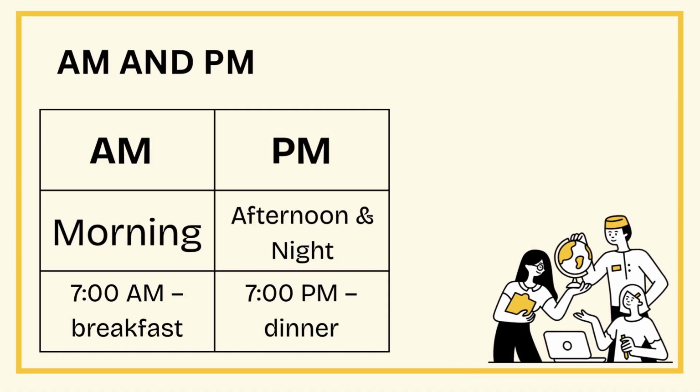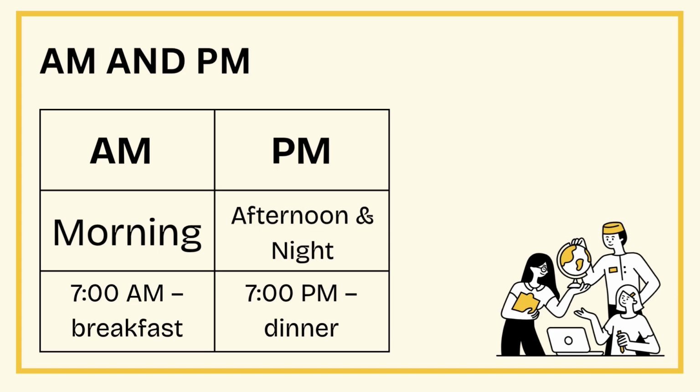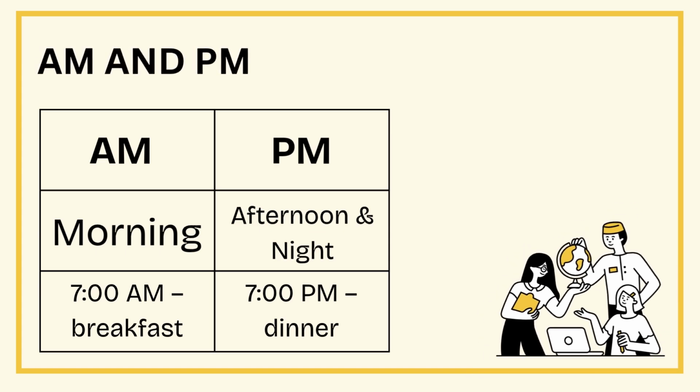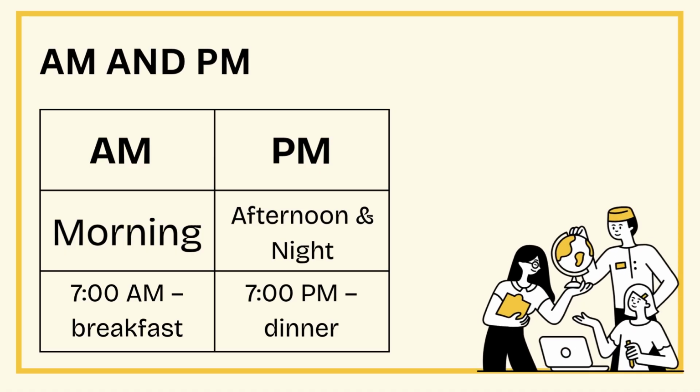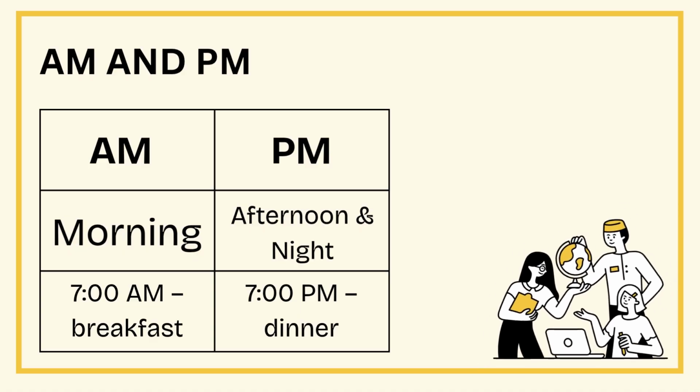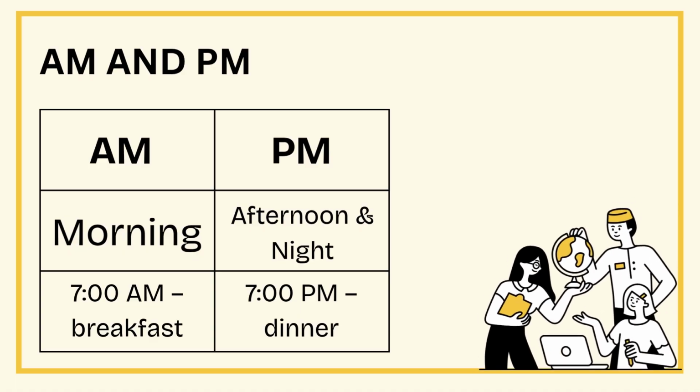AM and PM divide the 24-hour day into two 12-hour periods. AM stands for ante meridiem, before midday or before noon, and covers the time from midnight to noon, while PM stands for post meridiem, after midday or afternoon, and covers the time from noon to midnight.